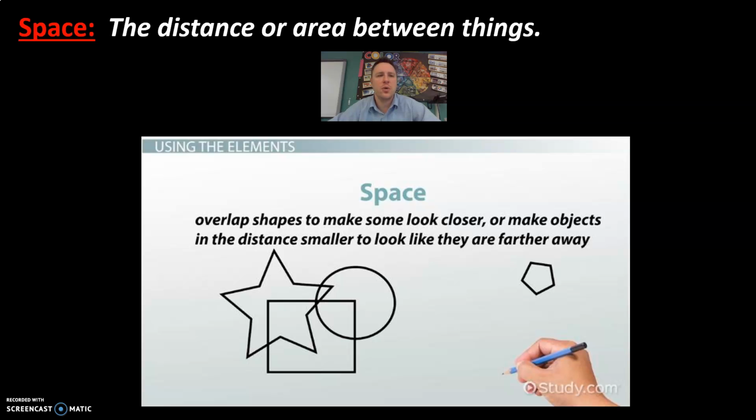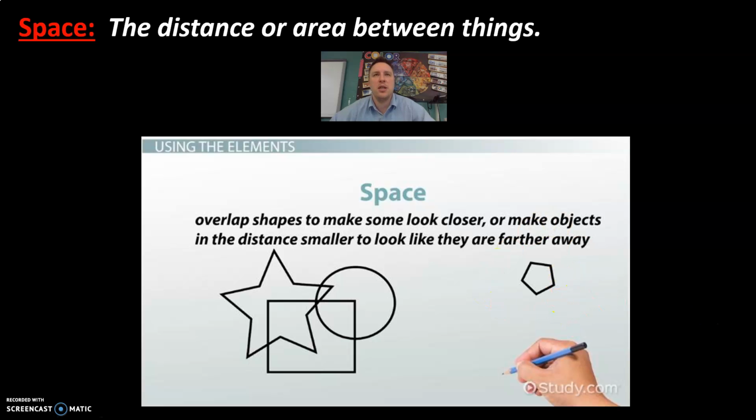So your question today is, what is space? And we all know what space is, but the definition that we're going to use in class is that it is the distance or area between things. And as the image below us shows, you'll see the objects that overlap and are larger appear closer to the viewer, and this shape in the distance that is smaller seems further away.